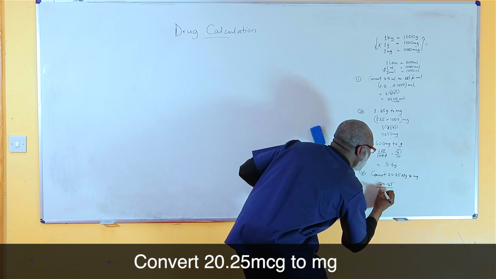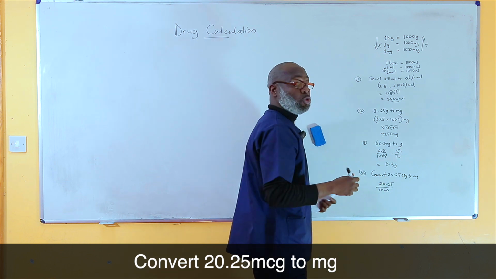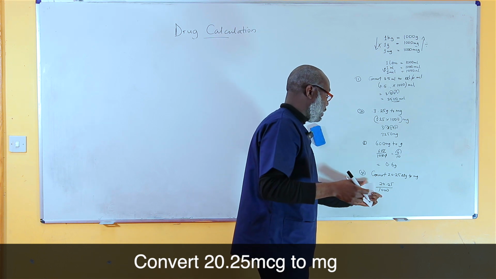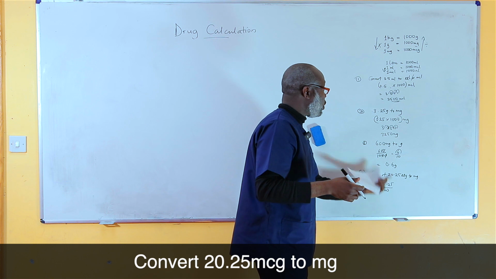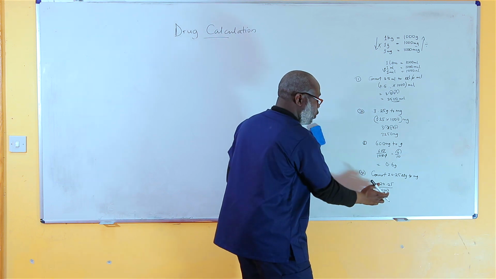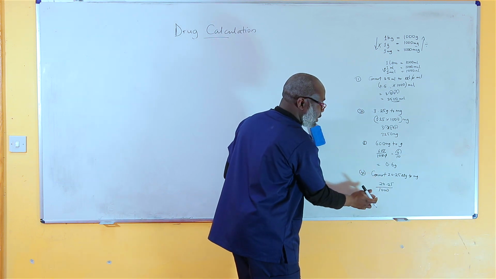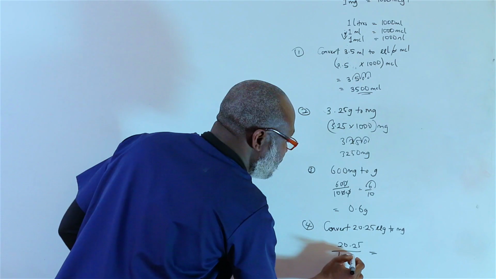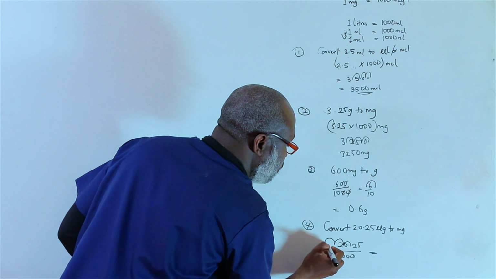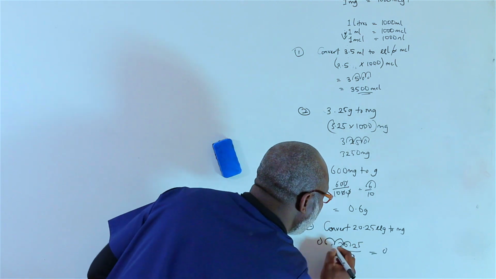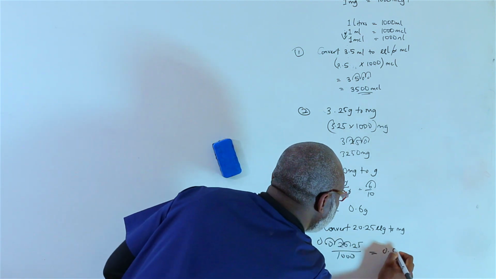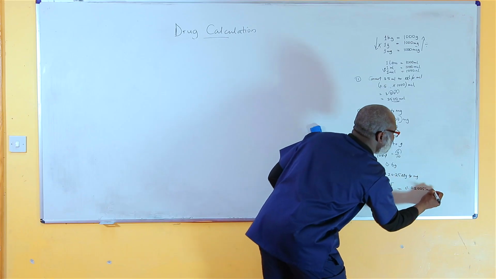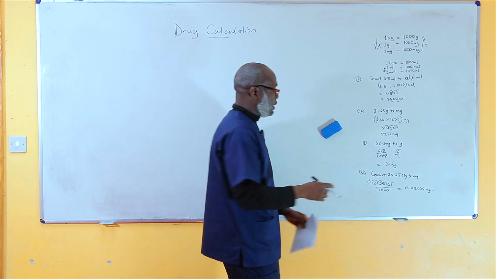Please, you can use your calculator when you're in the exam or when you're doing a test. You are allowed to go in with your calculator when you're doing pharmacology. So 20.25 divided by 1,000, how many zeros? 1, 2, 3. So that will be 0.02025 milligrams. So that is all about that.